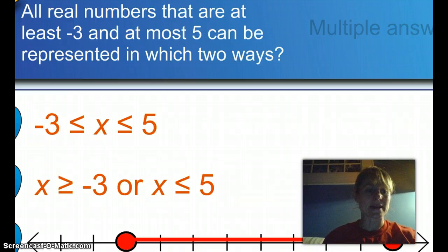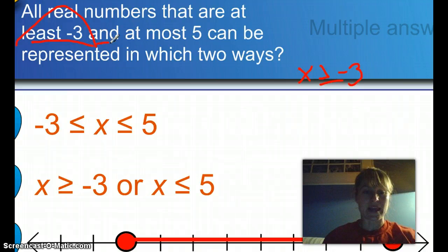So when we look at that, what I do is I first write an inequality for each one. So it says all real numbers that are at least -3. So I'm going to take my x, and if it's at least, it's going to be that or more. So that's going to be x is greater than or equal to -3. So that's one of them. So that's my first inequality.